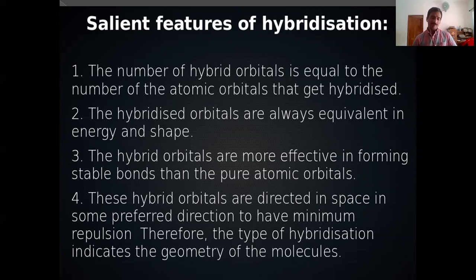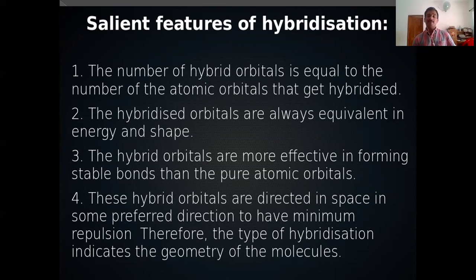Already we mentioned sigma bond is stronger than pi bond. In the overlapping of atomic orbitals, if hybridized orbitals are undergoing overlapping, the resultant bond is stronger than the bond formed by overlapping of atomic orbitals. So the overlapping of hybridized orbitals is more effective than overlapping of atomic orbitals.